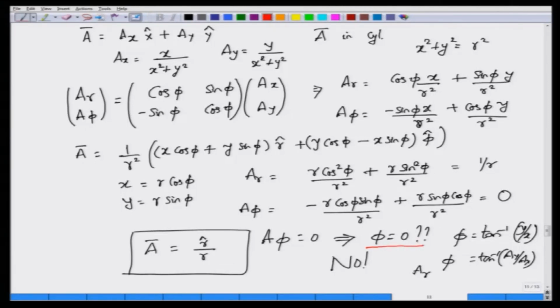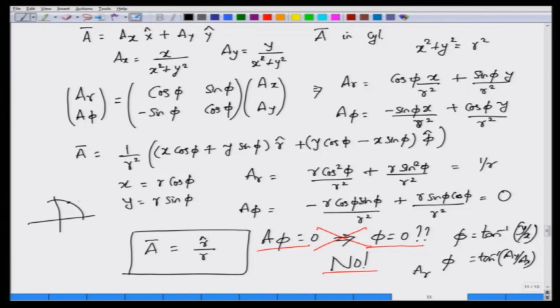Just because the A phi component is 0, it does not mean that phi is also equal to 0. This is not correct. Do not think that the A phi component being 0 means phi is also equal to 0. But this makes sense physically, right, because after all, where is my vector pointing? On this particular radius.